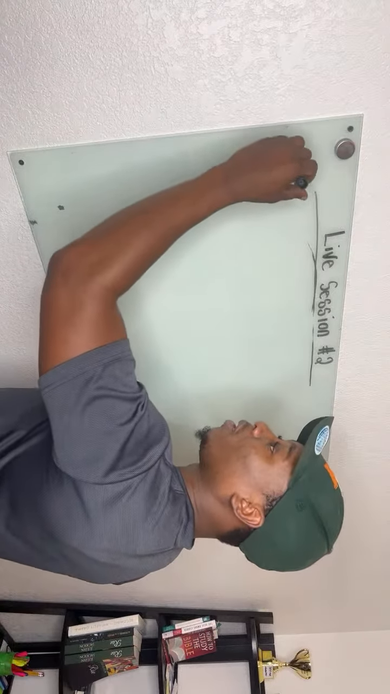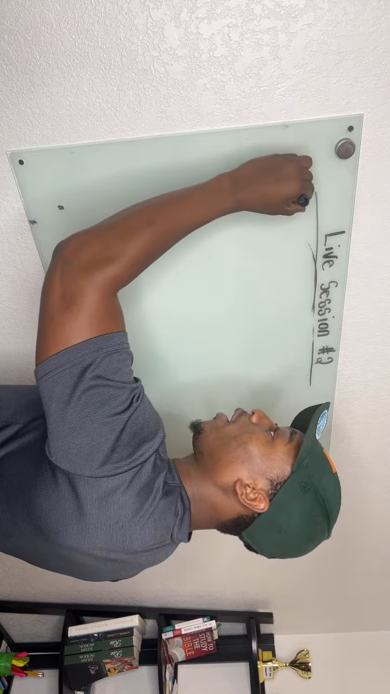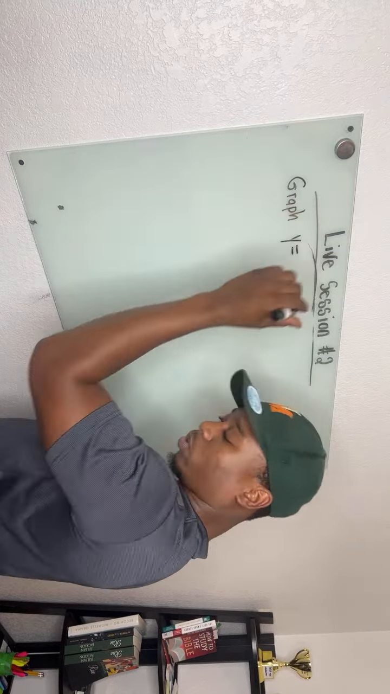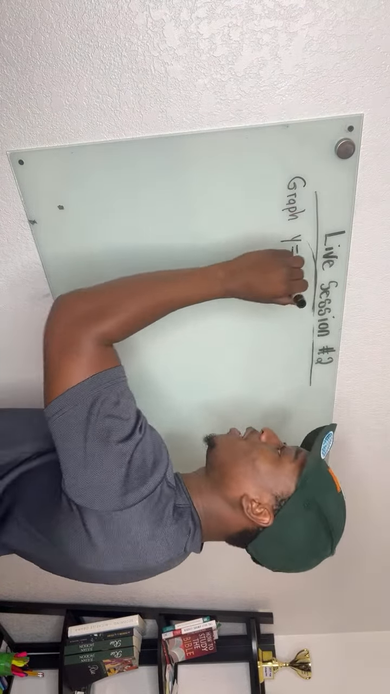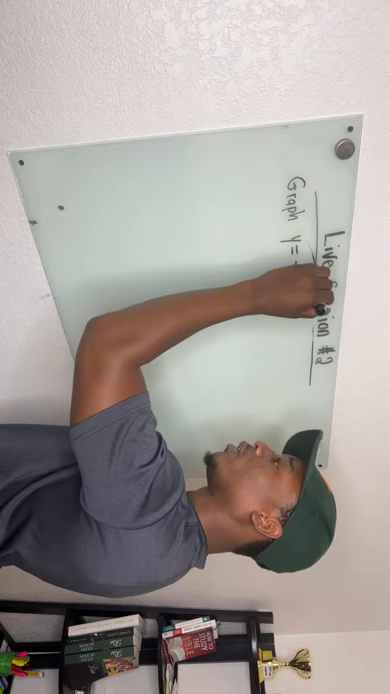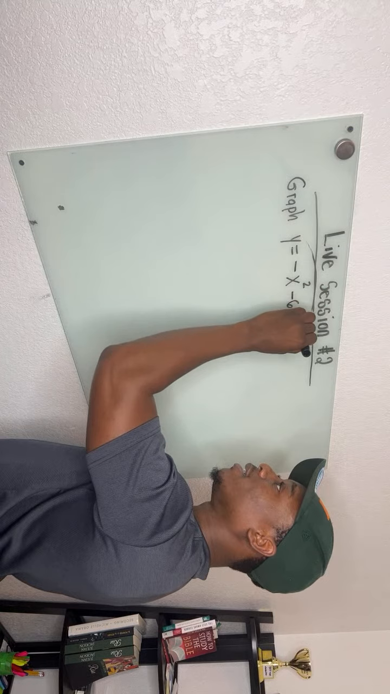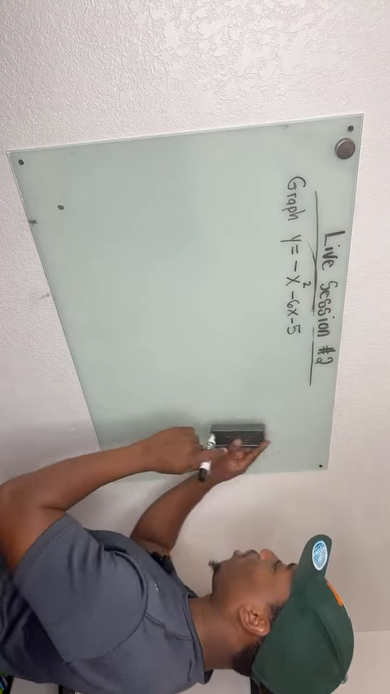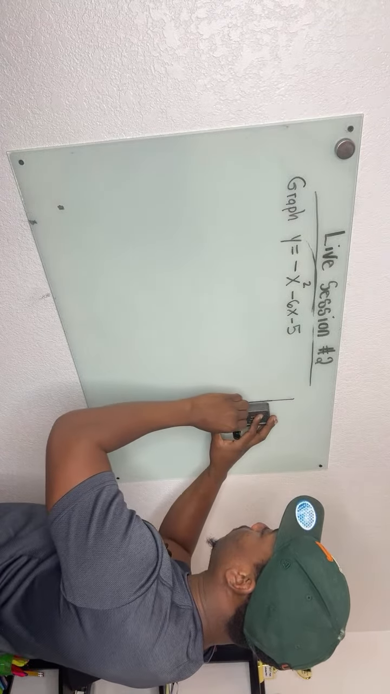All right, so let's see. Our last problem, they want us to graph y is equal to negative x squared minus 6x minus 5. So what we're going to do real quick, guys, let's just draw a little graph right here to the side.